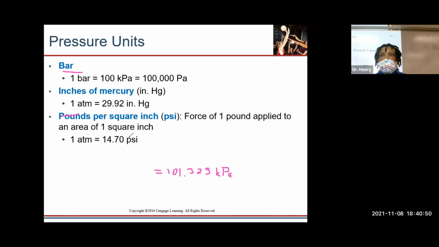You guys put air in your tires? How much air do you put in your tires? 33 psi. Okay. 34 psi, right? Psi, pounds per square inch, right? Okay. 1 atmosphere equals 14.7 pounds per square inch.